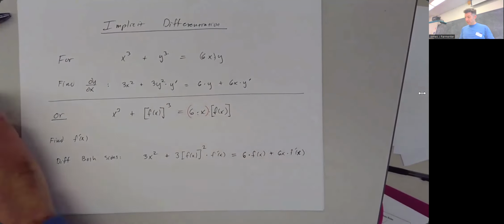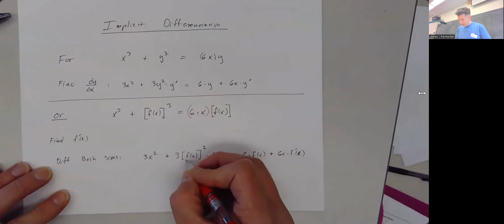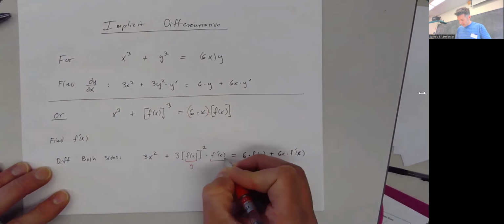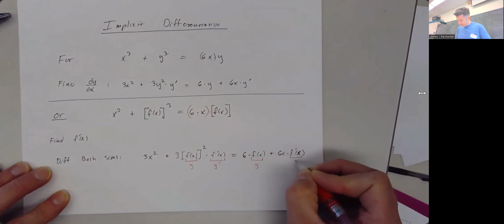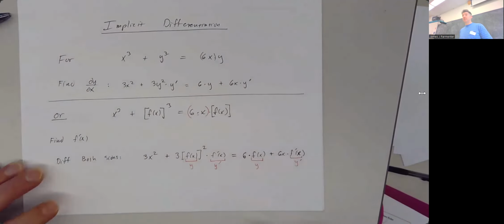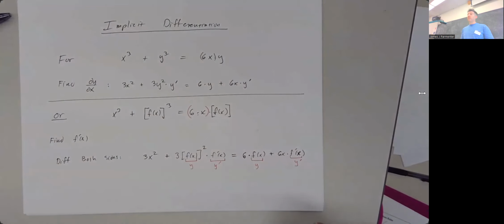But I hope all of you can see that, right? That could be my y. That's my y prime. That's my y. That's my y prime. It is literally the same as that. And that is the first most important step of implicit differentiation, is differentiating both sides with respect to whatever variable they're telling you to differentiate with respect to.